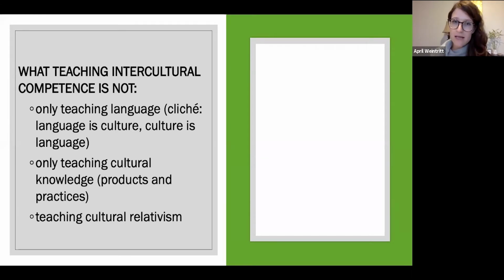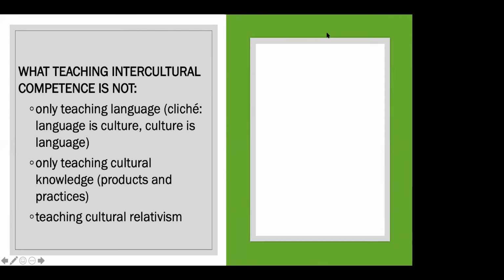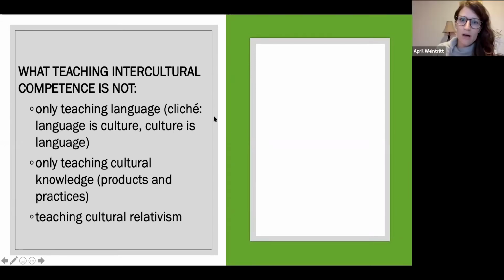And the last thing that I'll say, and this is something relatively new that we've recently added to our research, is that this is also not about teaching cultural relativism. This is coming from our students, some anthropology majors, some other social sciences and sociology majors. When we start talking about intercultural competence, they often bring up cultural relativism.